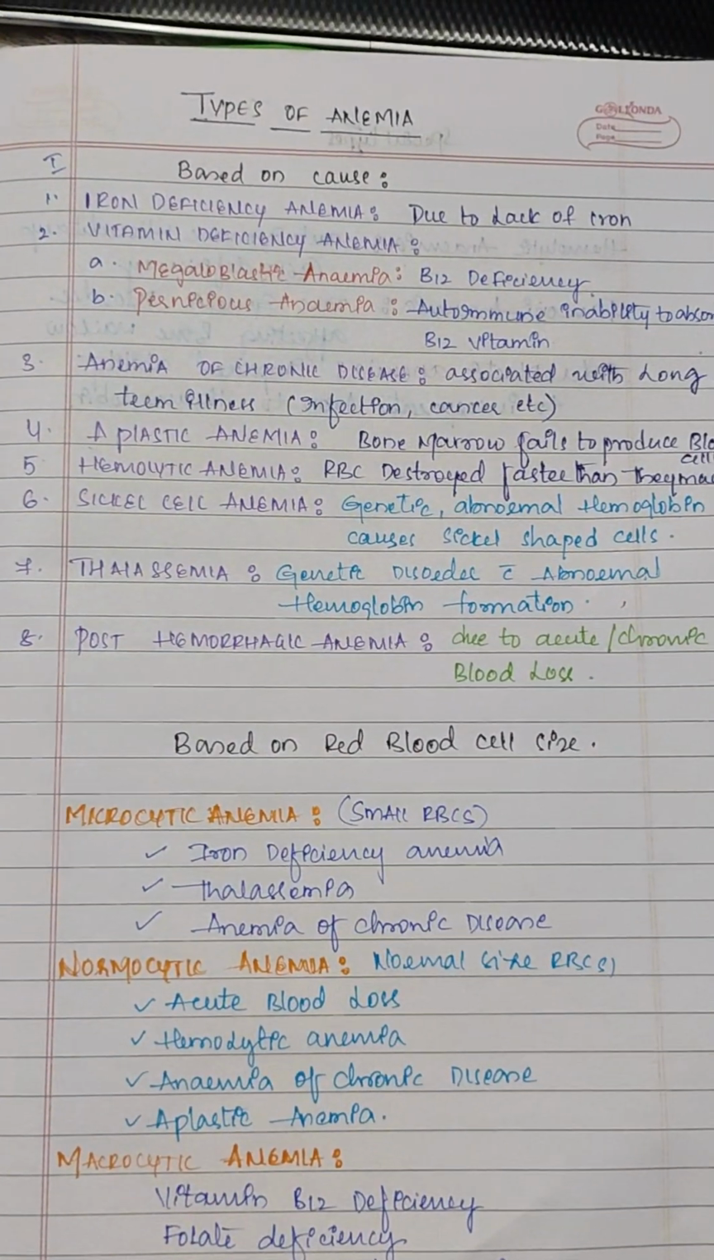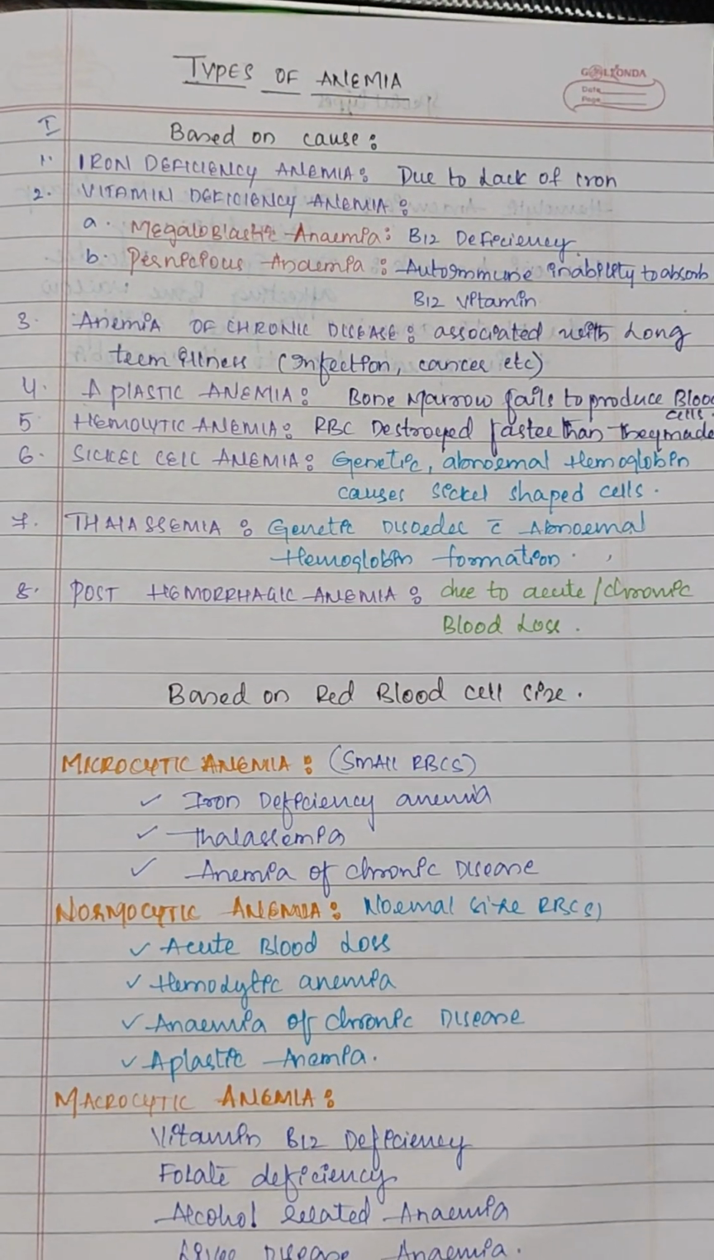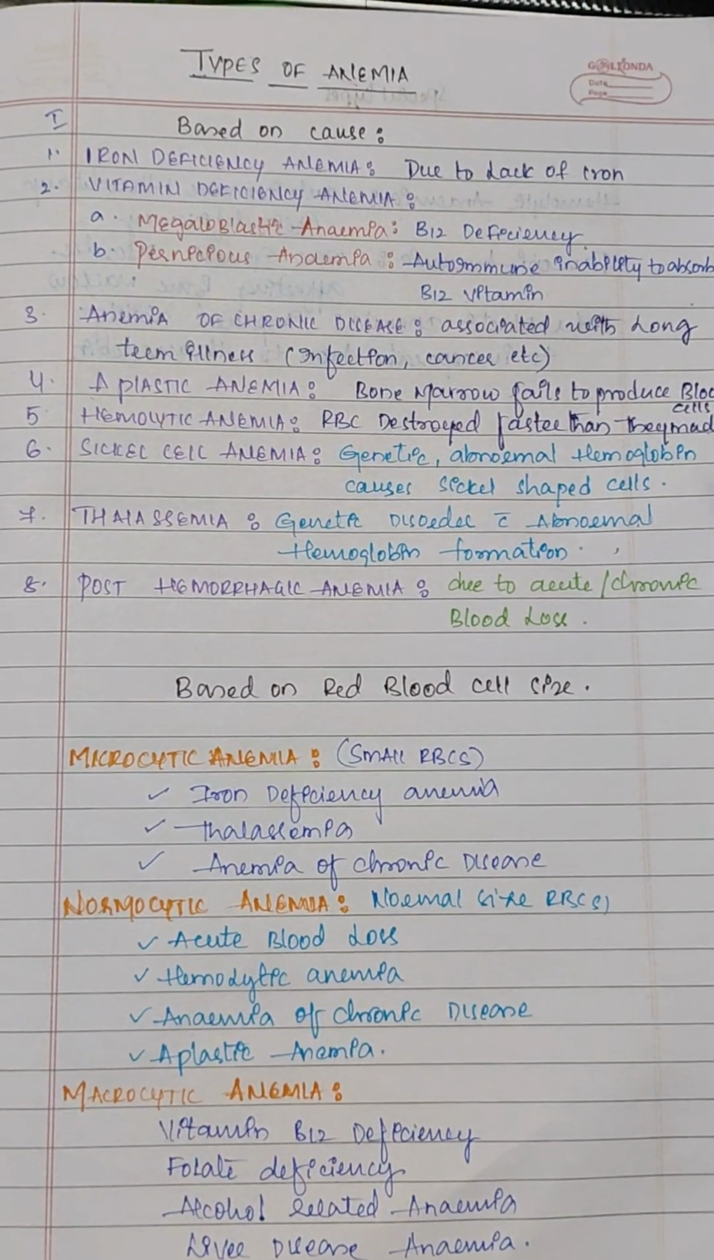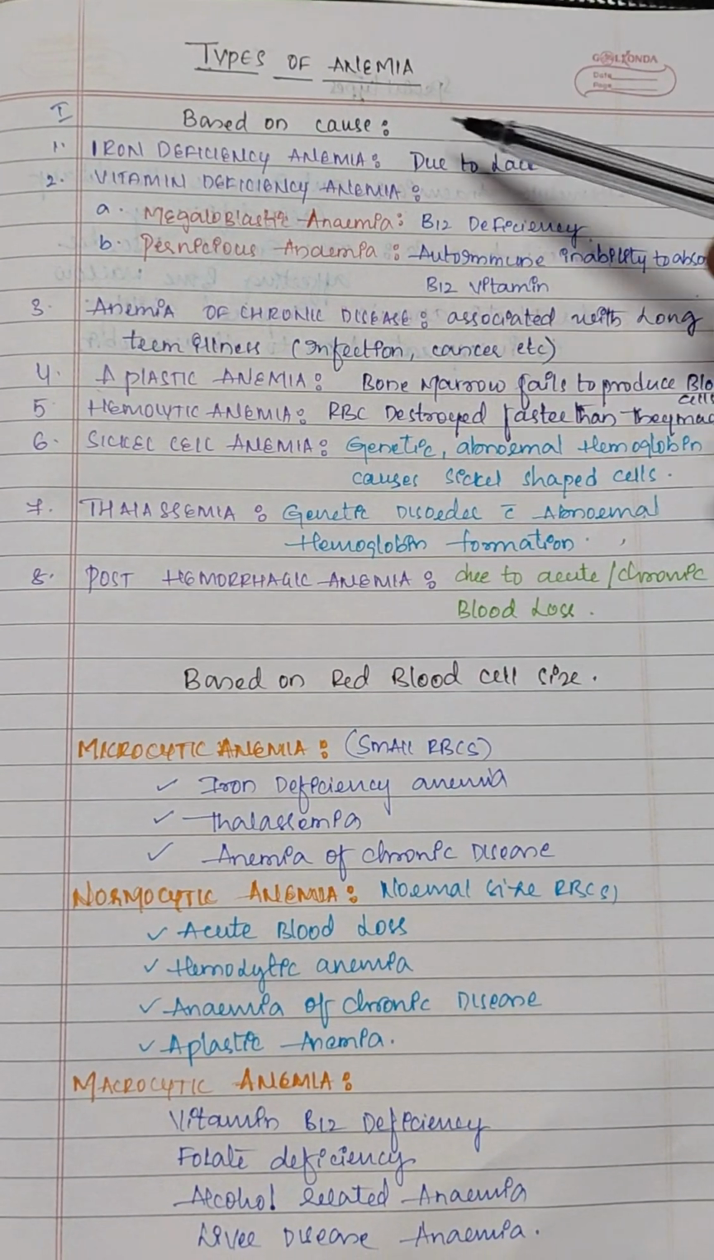Hi everyone, now we are going to discuss types of anemia based on cause, based on RBC size, and based on specialty. Let us discuss one by one. Here you can see types of anemia based on cause.